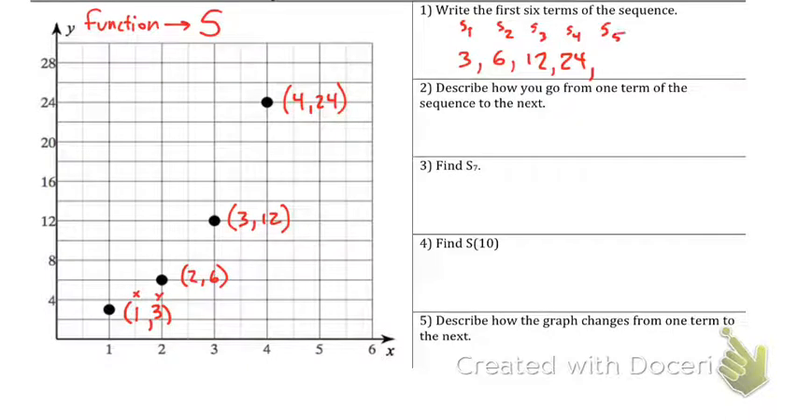So we want the fifth, and then we want the sixth. Okay? To do that, we want to find a pattern here. So what am I doing to this term to get to the next term? So in other words, how do I go from here to here, and from here to here, from here to here? Okay?